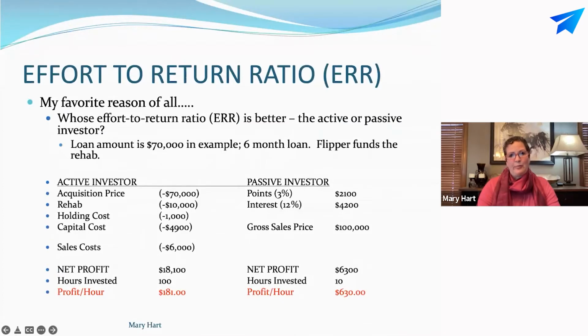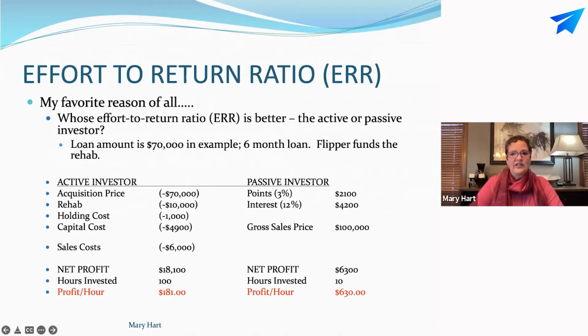This is one of my favorite parts, the effort to return ratio. And thank you, Dave Steck, for that term, the ERR. So whose effort to return ratio is better in a private lending situation? The active investor, i.e. the flipper, or the passive investor, the lender?